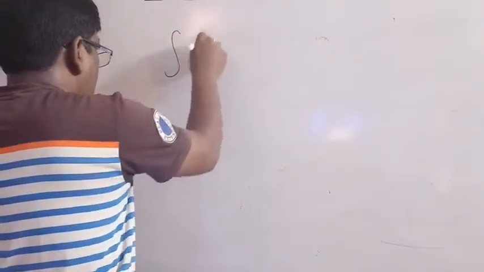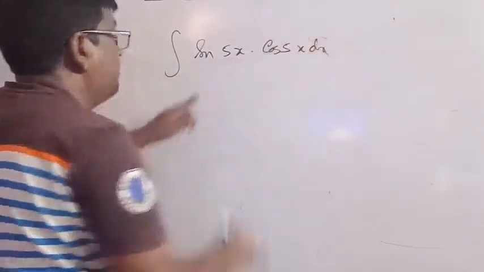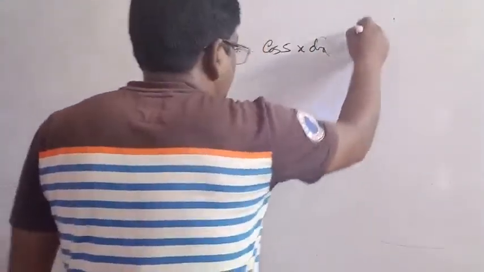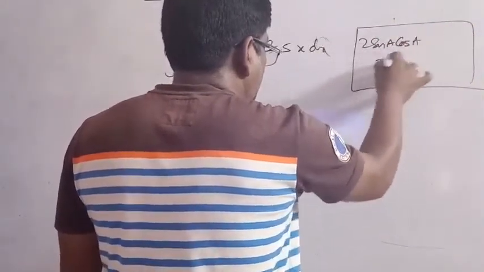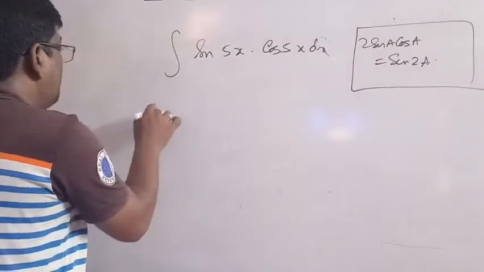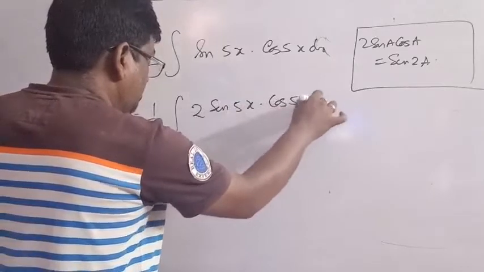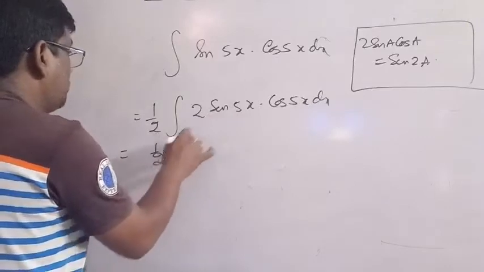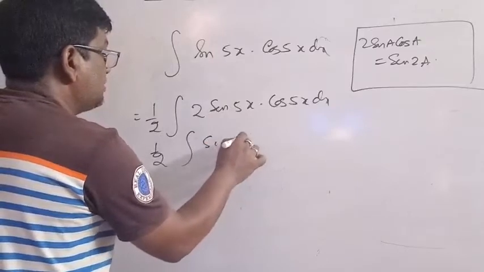Integration of sin 5x into cos 5x. Here same angle present, sin and cos same angle. So what is the formula for this? 2 sin A into cos A is equal to sin 2A. This formula is applied here. So 2 is absent, so multiplied by 2 and divided by 2. 2 sin 5x into cos 5x dx. So this is 2 sin A into cos A formula. So 1 by 2 sin 2 theta, sin 2 into 5x, so sin 10x dx.